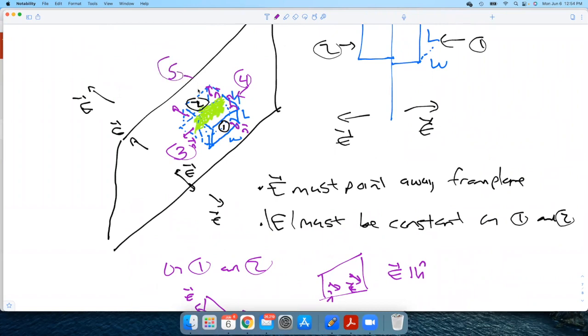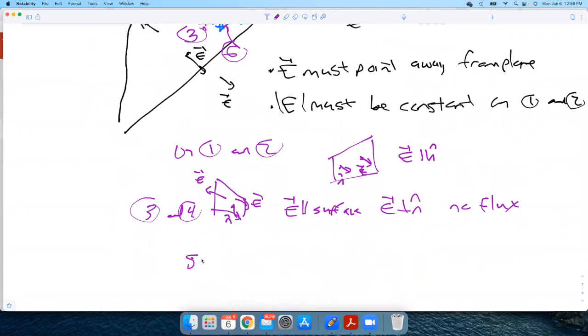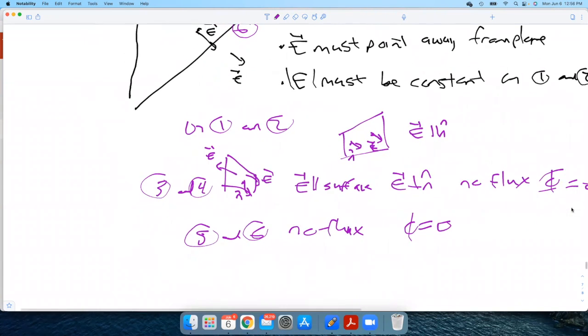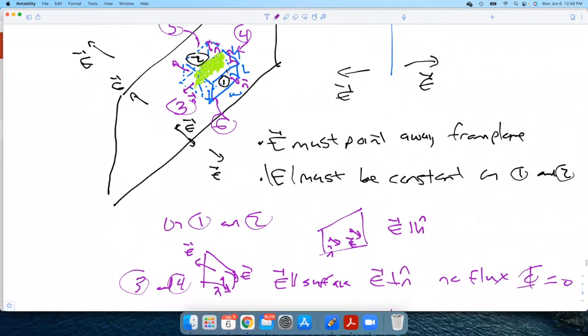Same with the top and bottom. So maybe we'll call the top side 5 and the bottom down here side 6. Normal vector is pointing up. E is running parallel to the surface. E is perpendicular to N, no flux. So same reason, no flux. So the flux equals 0. Okay, so the only surfaces we've got to worry about are 1 and 2, the front here and the back.